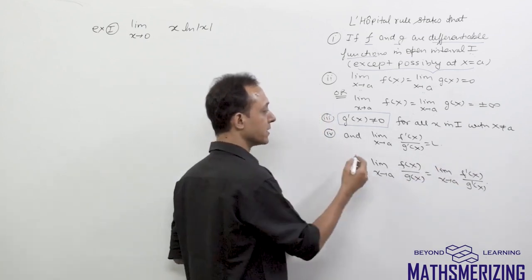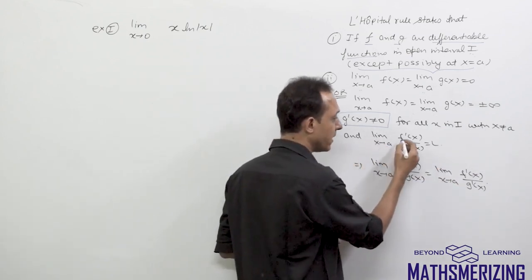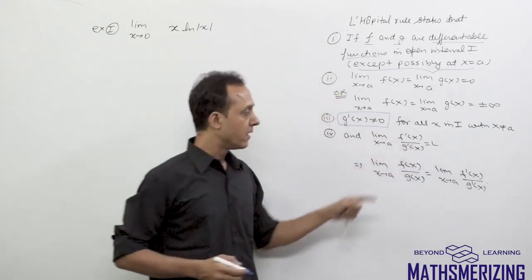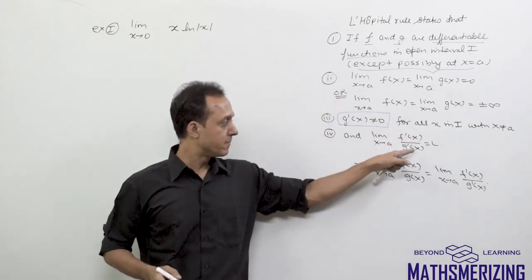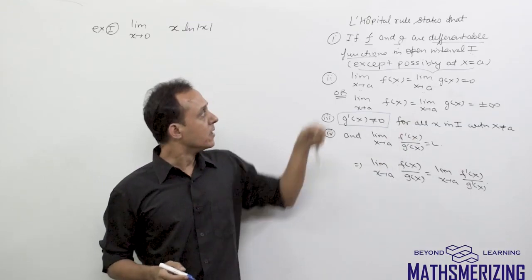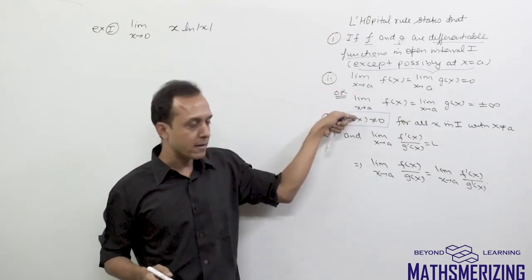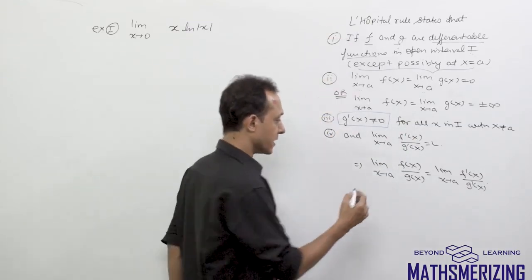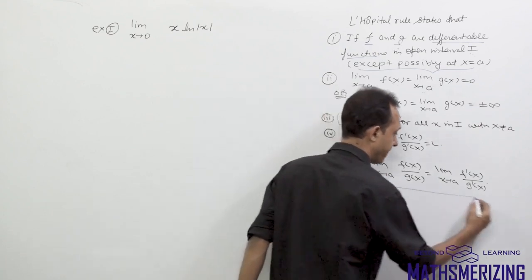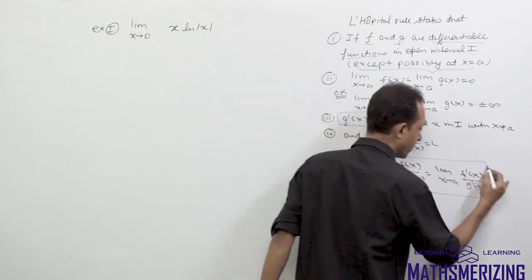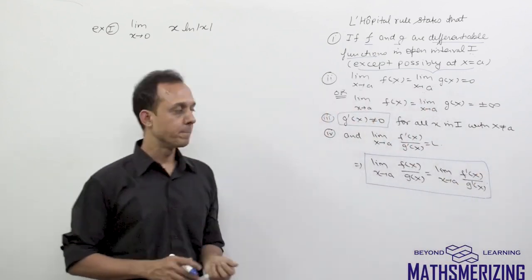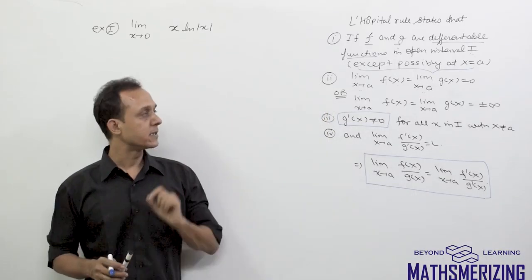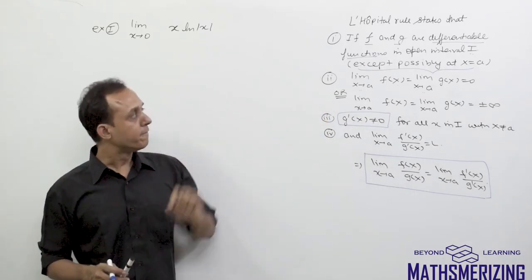And the fourth condition is that the limit x tends to a, f'(x) upon g'(x), this limit must exist. And suppose this limit is equal to L. So if all the four conditions are met, then we can say the limit x tends to a, f(x) upon g(x) is equal to the limit x tends to a, f'(x) upon g'(x). Now we look at all the four conditions.